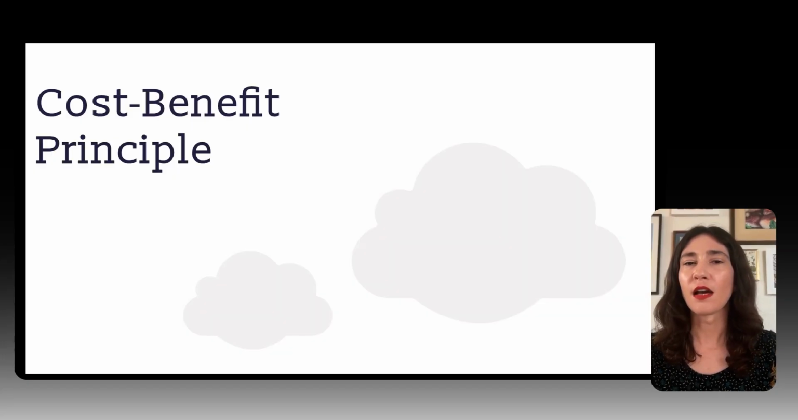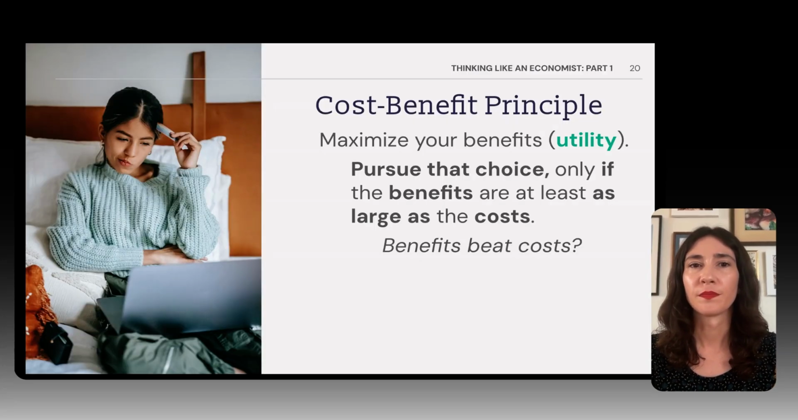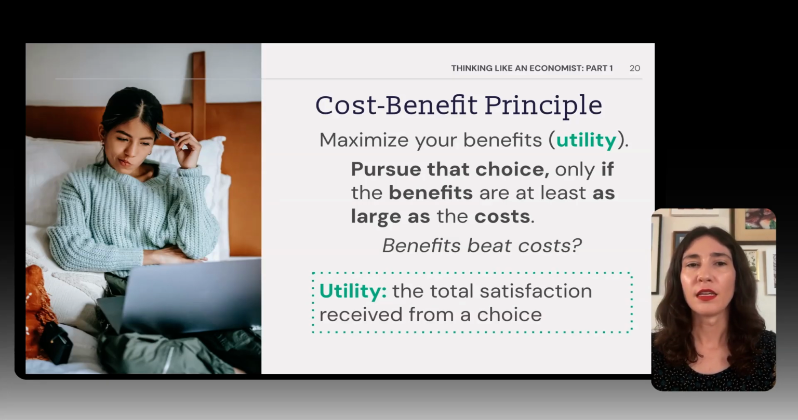And then we get into the cost-benefit principles. And just a little bit of background about these principles is that these are the ones that economists Betsy Stevenson and Justin Wolfers use in their introductory textbook for college students. So the cost-benefit principle is about maximizing your benefits, aka utility, and pursuing a choice only if the benefits are at least as large as the cost.